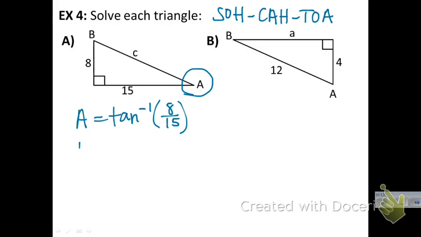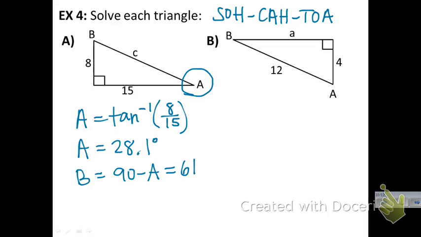Okay, so that should give us 28.1 degrees. And then from here we know that A and B are complementary, so we'll take 90 minus A, or 90 minus 28.1 to get 61.9 degrees.